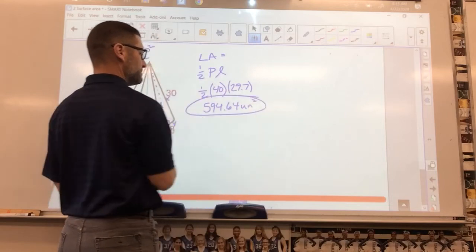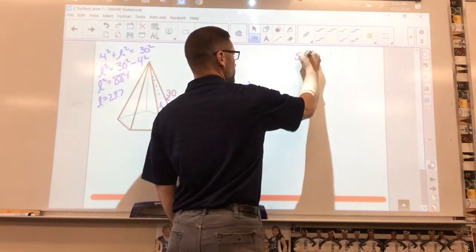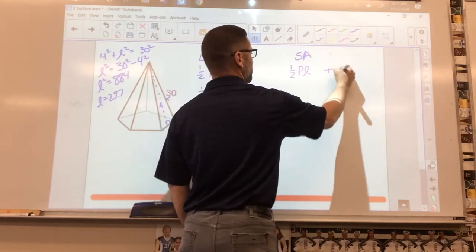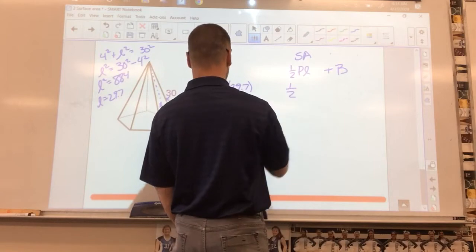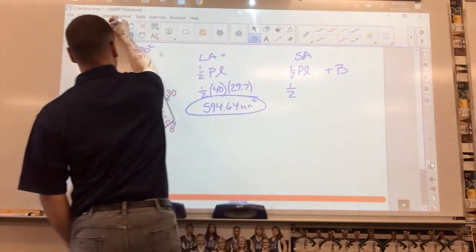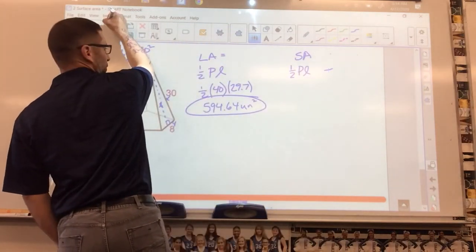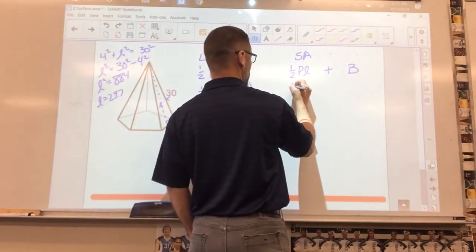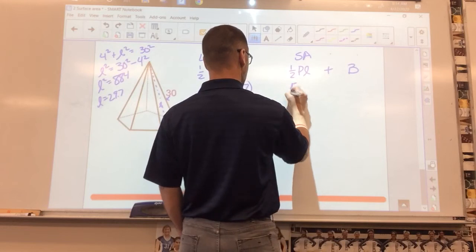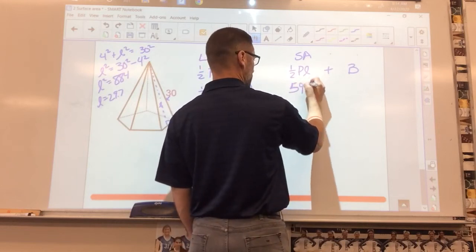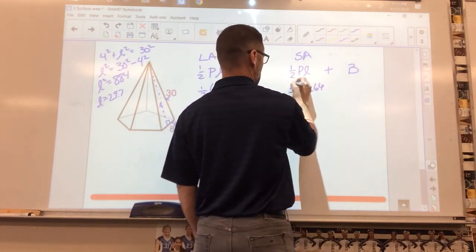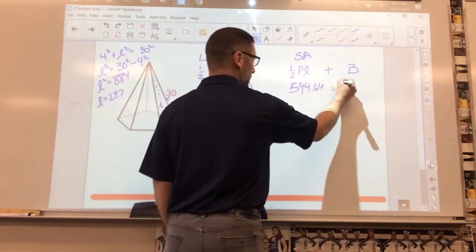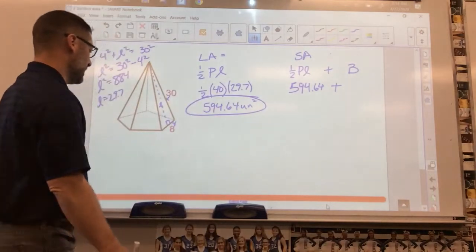Surface area is equal to 1/2 PL plus big B. 594.64, that's the lateral area. That's the 1/2 PL. If I can find the area of the base, I'm done.